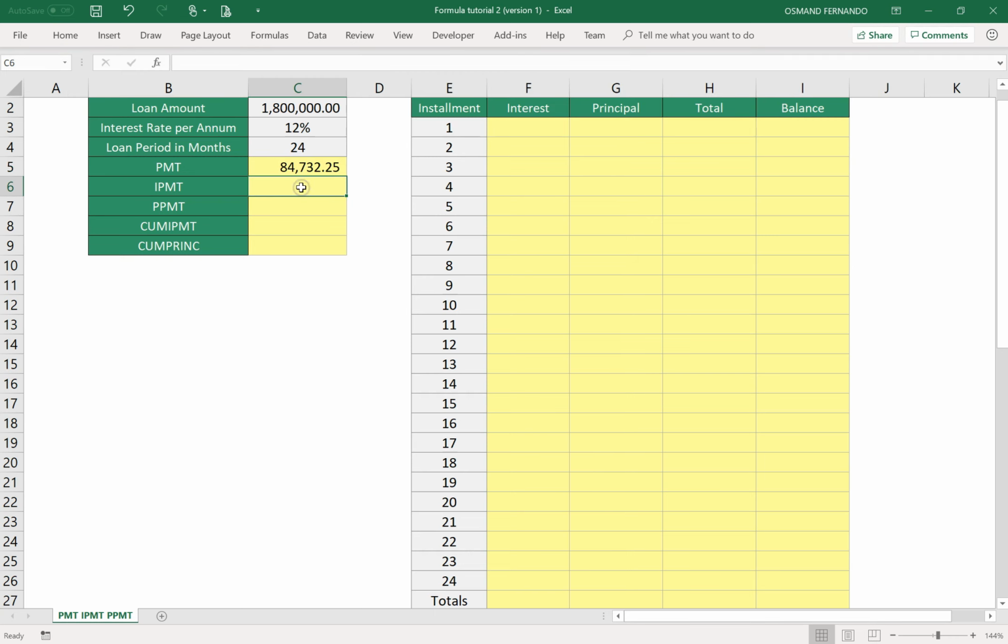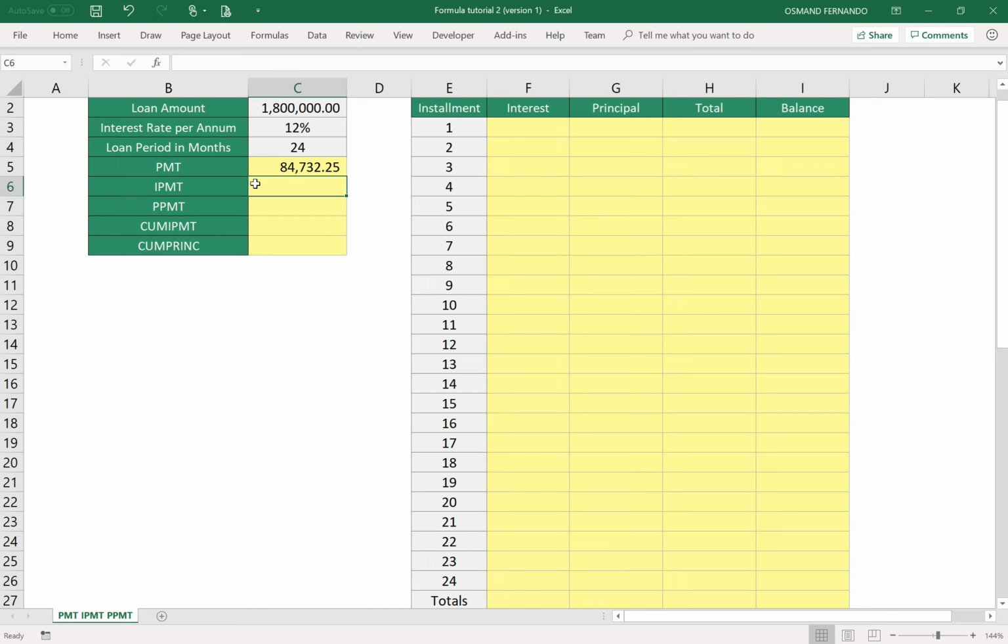Right, my friends. Before that, PMT is your payment amount every month that you have to make to pay this loan. And this amount is a combination of interest and also the capital, the principal. From IPMT, we are going to identify what is the interest amount for the first period. Remember, for the first period.